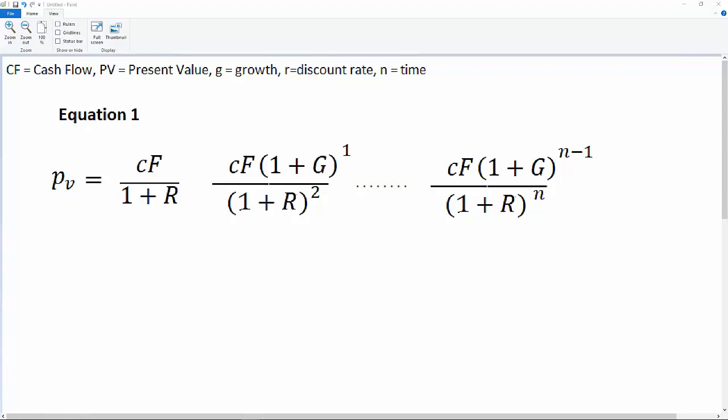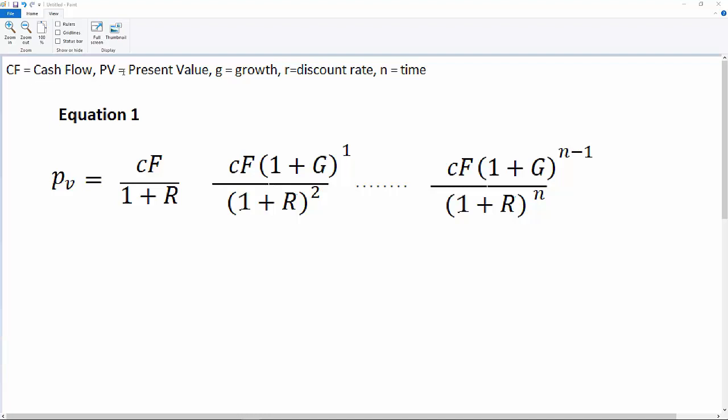Today we're going to do the proof for the growing annuity formula. We previously did the proof for the growing perpetuity formula. This formula is quite similar, so I'm going to introduce the variables. CF is the cash flow, so that is what you get in the period. For instance, let's say your earnings next year were $100, then that would be the cash flow.